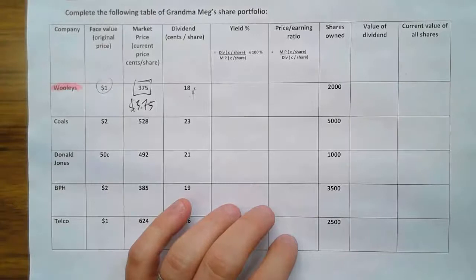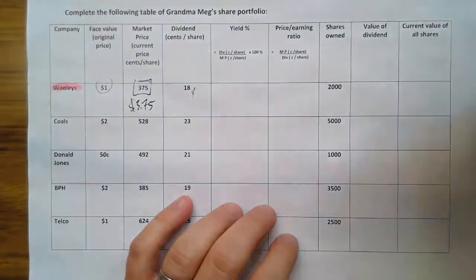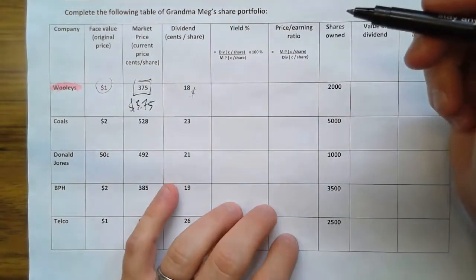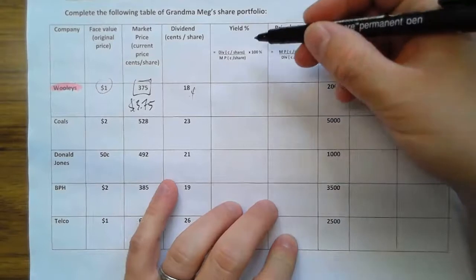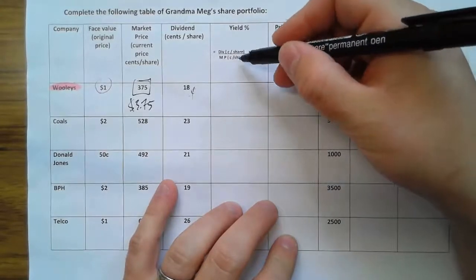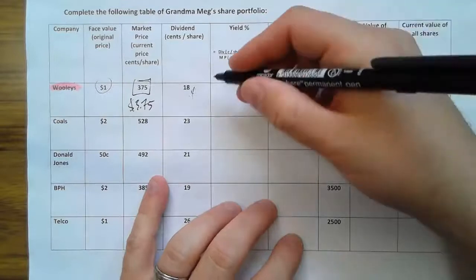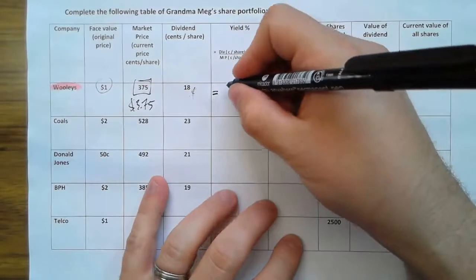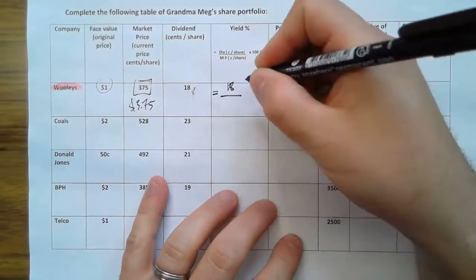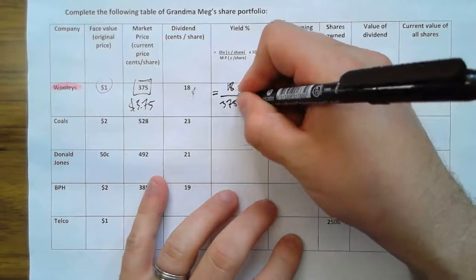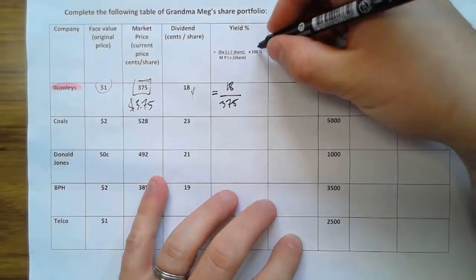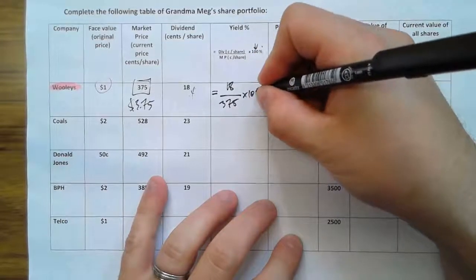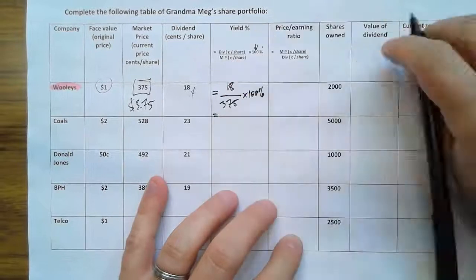Okay, so the yield is the percentage of your dividend over your market price. It's important that they're in the same unit, so cents and cents or dollars and dollars. So let's keep it in cents. We're going to go equals dividend 18 divided by 375. Now it says times 100%. That means times by 100 and chuck a percent on the end.